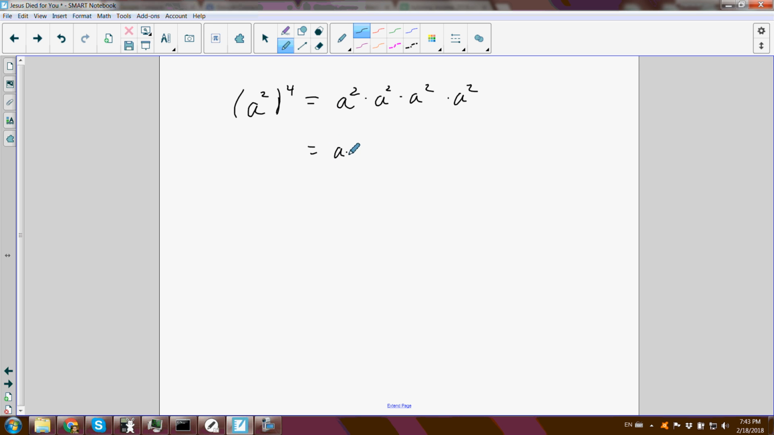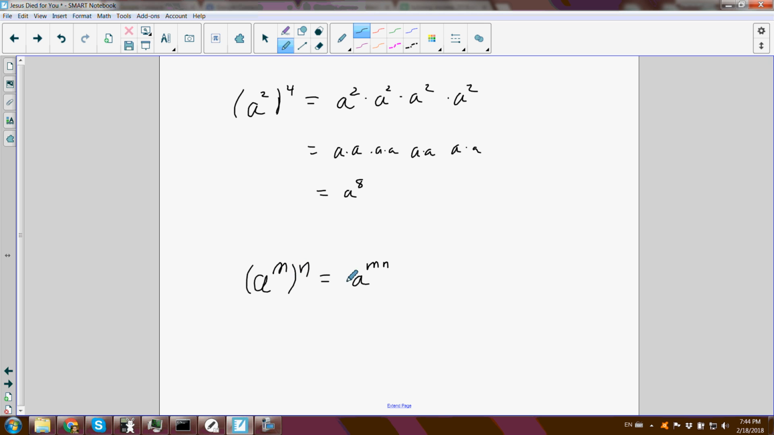Each one of those a squareds is an a times another a, so all together, how many factors of a do we end up with? 8. So a squared multiplied by itself 4 times produces a total of 8 factors of a. So the rule here is if a to the m is being raised to the nth power, it ends up equaling a to the m times n.